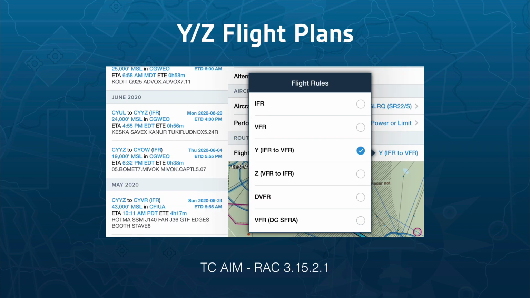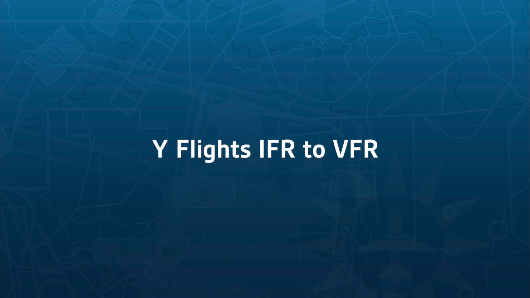Essentially, in a Y flight plan, we're transitioning from IFR flight rules to VFR flight rules, and in a Z flight plan, we're transitioning from VFR flight rules to IFR flight rules. There's a little bit more information on it in the AIM, the RAC section, Chapter 3, 15.2.1. Customers flying in Canada can now file under these flight rules through ForeFlight. Since these flight rules include a VFR portion, certain fields required for VFR flights in Canada are also required for Y and Z flights, things like undercarriage, ELT, and arrival port.